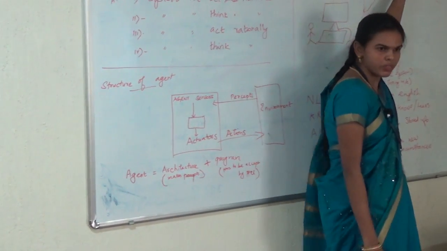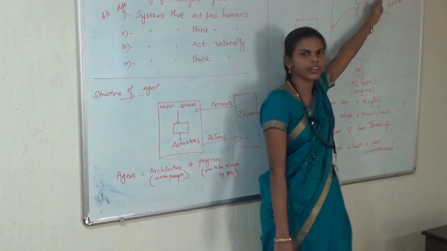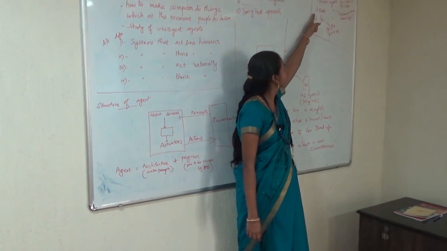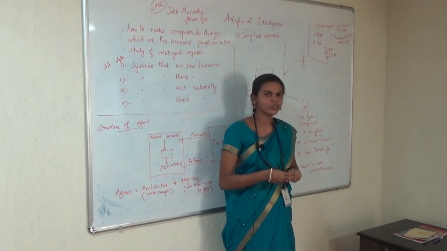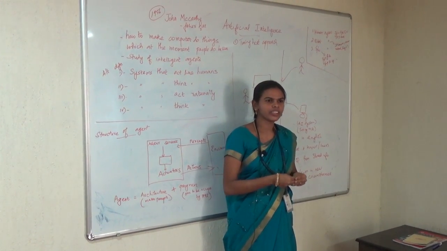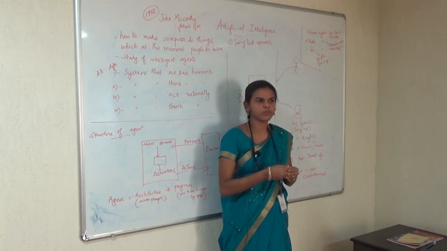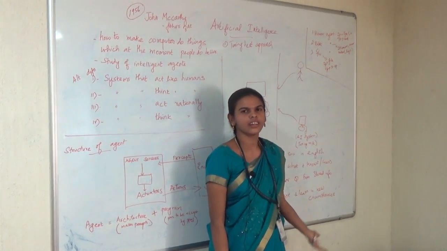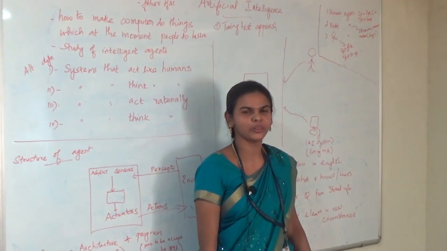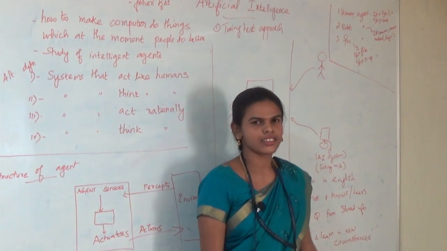And we classify the agent into three types: human agent, robo agent and software agent. We already know what a human agent is. For a human agent, the input is taken through eyes, ears and other sensory organs, and the output is shown easily through our hands, legs, etc.